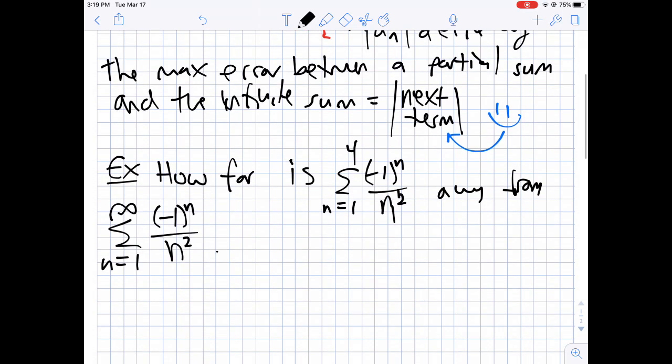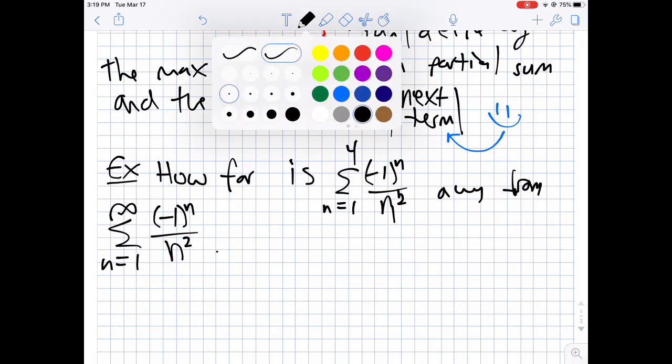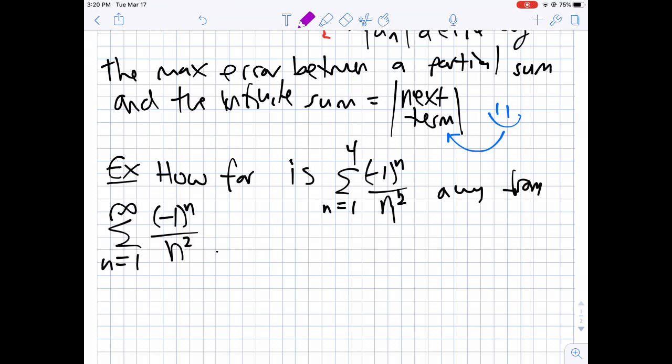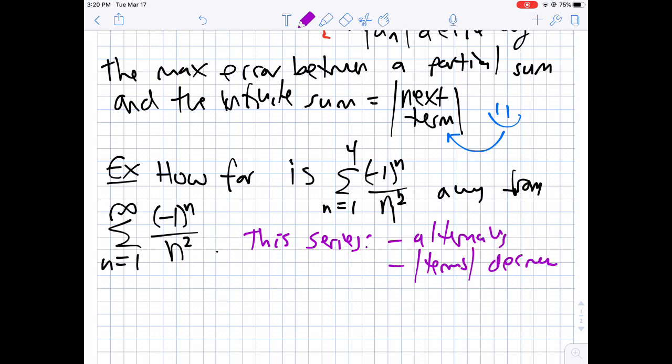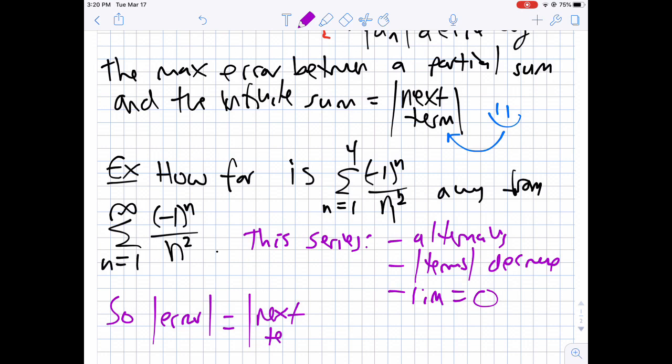Okay, now when you're writing these answers up, and you often do see this on the FRQ, you want to list those 3 conditions first. So what you'll say is, okay, this series, and you don't even need to verify, you just list it: this series alternates, the absolute value of the terms decreases, and the limit is equal to 0. So that means that my error is the absolute value of the next term in the series.